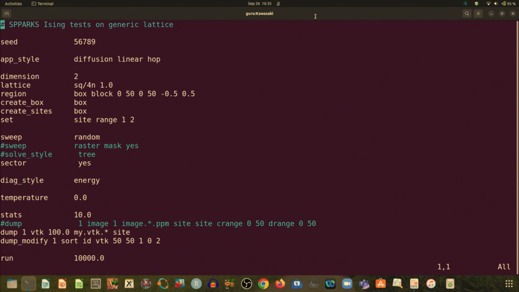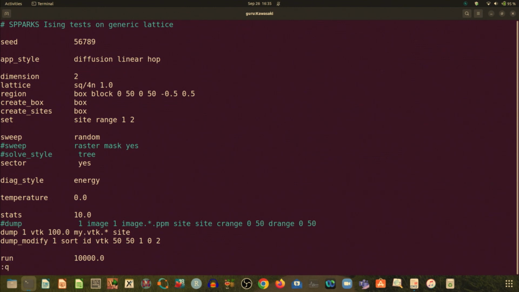You can also do off lattice, and for that you have to again give an energy model in some fashion. Okay. The rest is the same, it is dimension 2 and the box etc., and sweep is random and sector S, and yeah, it will print energy, and temperature we are keeping at 0, you can change that also and see what happens. I have the same VTK style, and this time I have printed 10,000 because initially I ran and nothing happened.